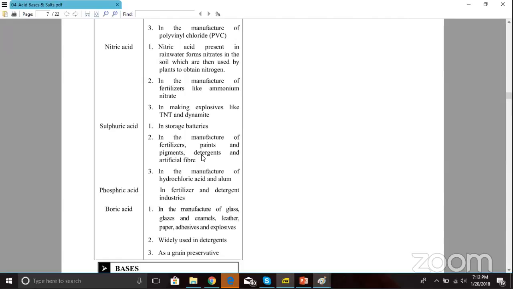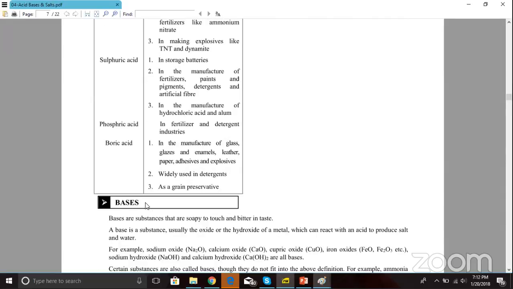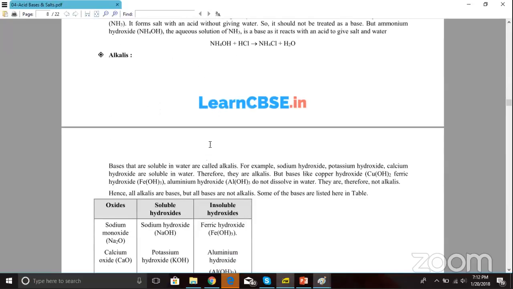Sulfuric acid is used in storage batteries, in the manufacture of fertilizers, paints, pigments, detergents, and artificial fiber, and also in the manufacture of hydrochloric acid and alum. Phosphoric acid is used in fertilizer and also in the detergent industries. Boric acid is used in the manufacture of glass, glazes, and enamels.